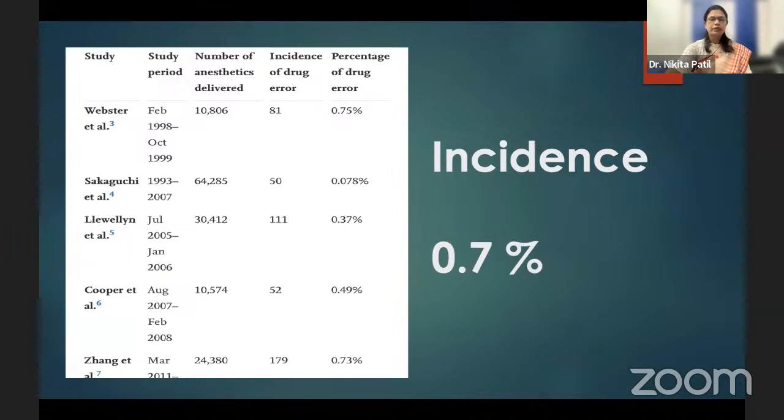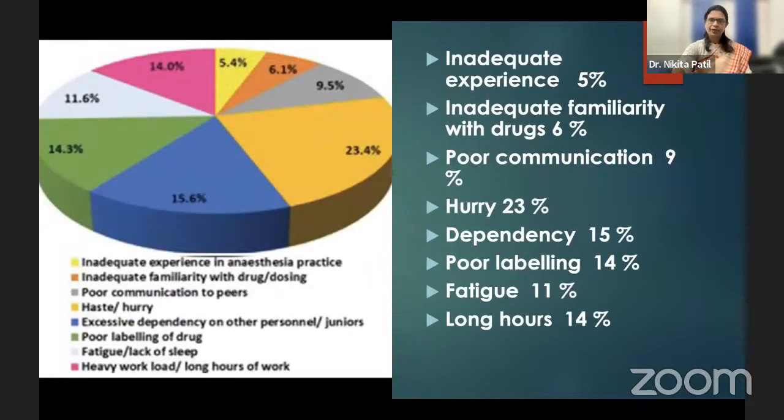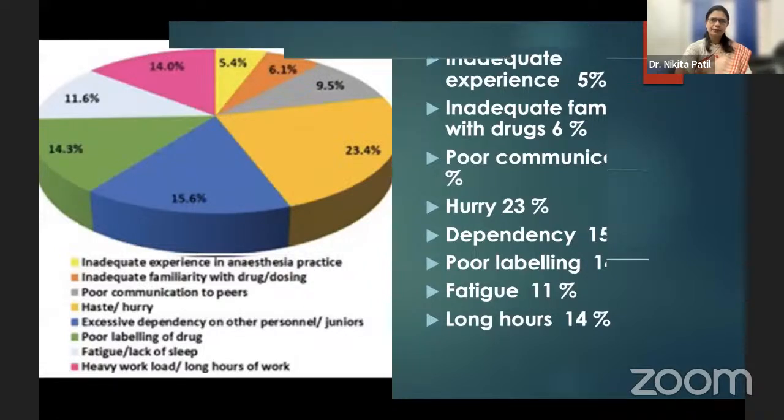That is 1 per 133 anesthesiologists can commit an error. So not very high, but considering ourselves, giving so many drugs at a time, we are prone to make an error to this extent. Here also it is seen that inadequate experience accounts for 5% of the errors, and inadequate familiarity with the drugs is 6%. Poor communication: what you are telling, give this drug, what the sister or the assistant understands is different. Hurry: you should not be in a hurry, because hurry is one of the major causes of drug errors. Dependency on the personnel in the OT, poor labeling of drugs, fatigue, long hours of working. Then you go for a case, and there are high chances you commit an error. So this is the overall incidence.